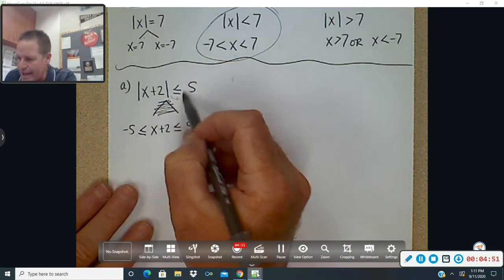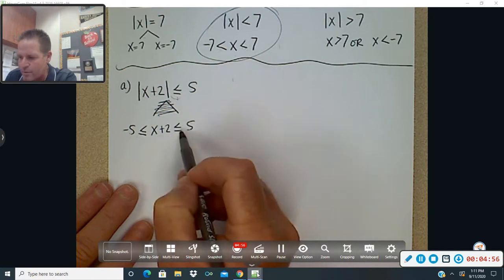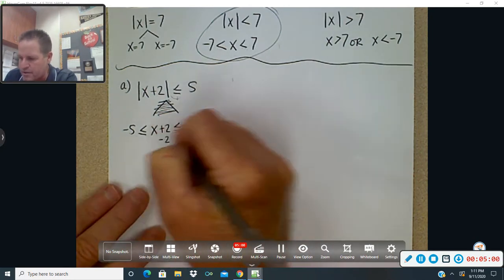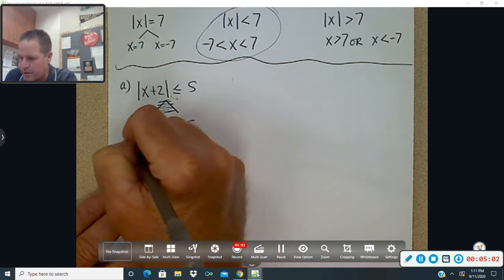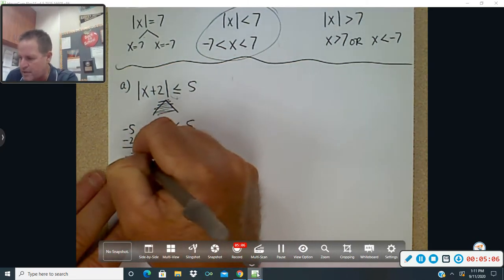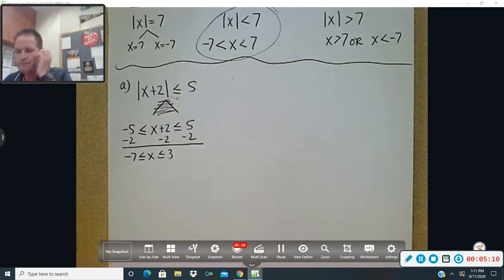But again, it's a less than. Less thans we're going to make into sandwiches. The symbol is going to go the same way. And now from here, you just solve. This is Friday's lesson, or Thursday, whatever day I saw you last week. Subtracting 2 from each side, so negative 7 is less than or equal to x, which is less than or equal to 3. And there you go, you got it.